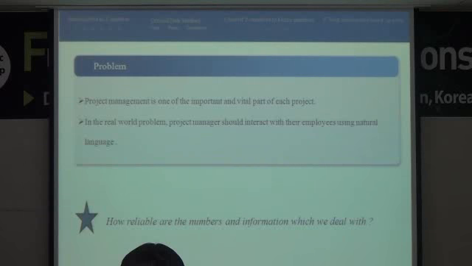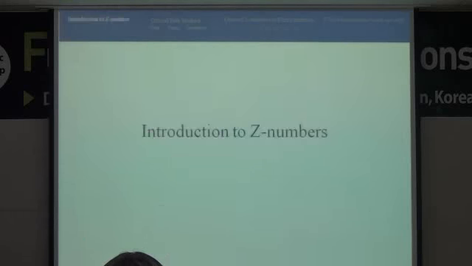And this question is defined by Professor Azad, that how reliable are the numbers and the information which we deal with. We want to answer to this question in a situation that, for example, you are a project manager. You want to need some information to determine your project time. So, first part is introduction to the Z numbers.